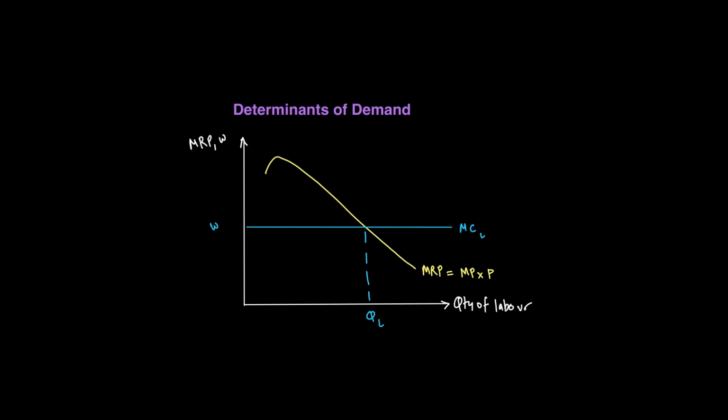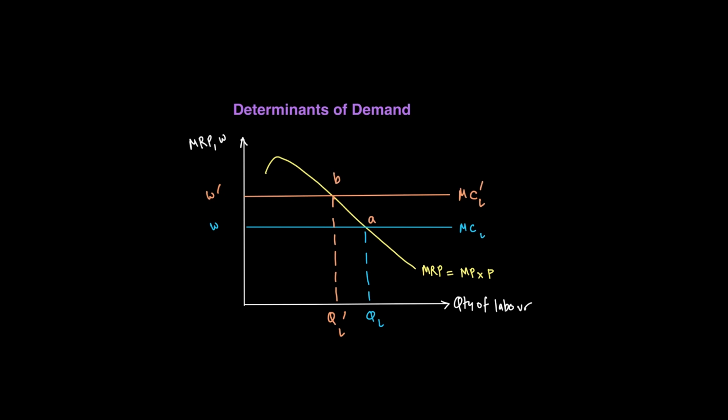Now, let's say the marginal cost of labor goes up. If labor becomes more expensive, then the marginal cost of labor will shift upwards. So the wage rate will be shifting upwards, something like this, from W to W dash. And as a result, there will be a new level of employment, let's say QL dash, and therefore a movement along the demand curve from point A to B.